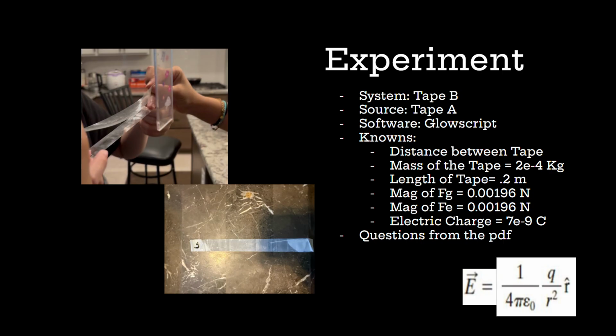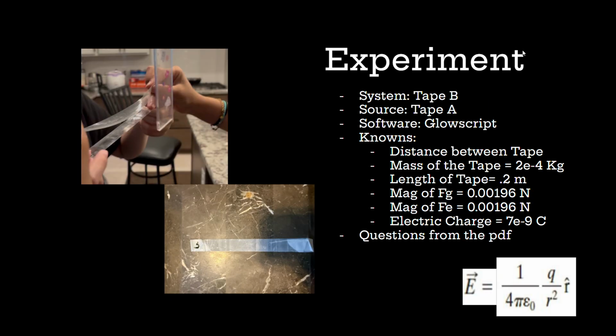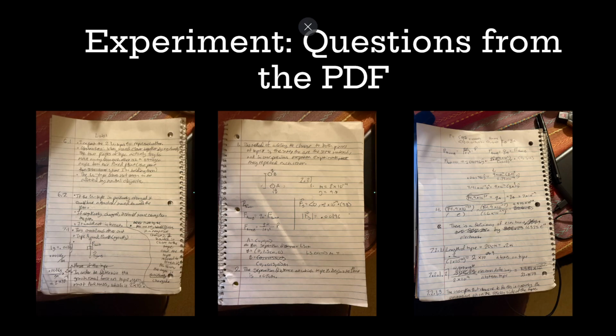Additionally, I had some questions from the PDF that I had to solve. And so the very first question from the PDF was to ask for my initial observations as I was going through this lab, and it was the fact that when you put two pieces of tape that have both been charged next to each other, they repulse, which allows you to make the assumption that they have the same charge.